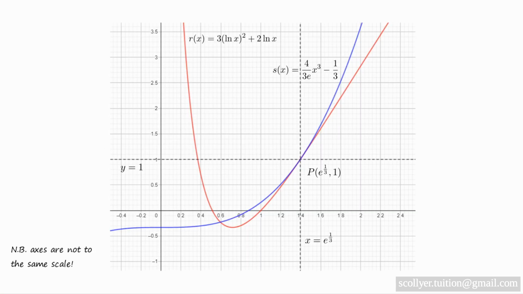And here we have a graph of the two functions showing the point P of mutual tangency. Please note that the axes are not to the same scale. R of x is the curve in red, S of x is the curve in blue.